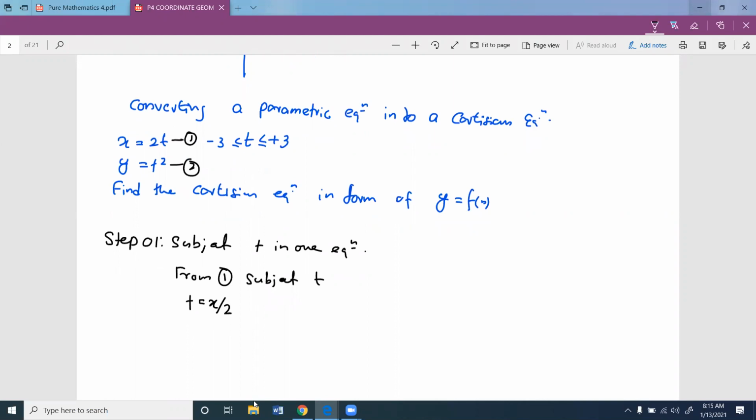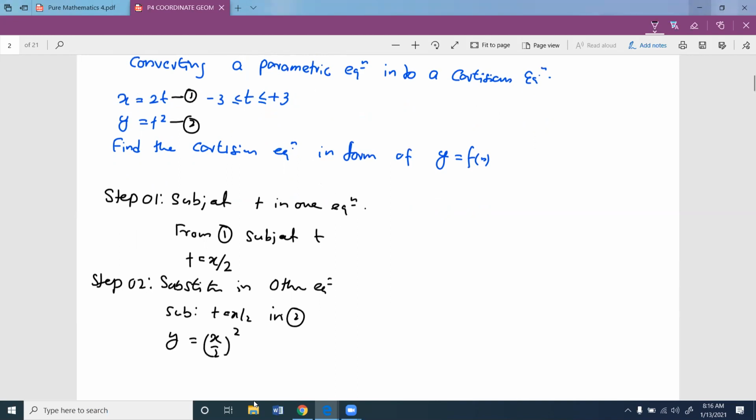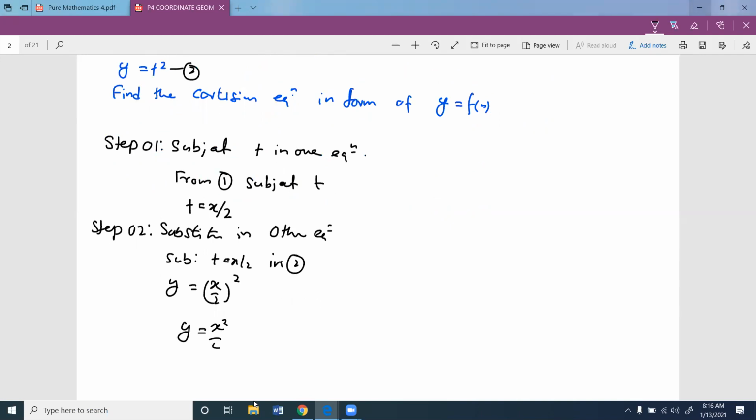Then what you need to do, step 2, is substitute in the other equation. That's a simpler process of doing it. So you write: substitute t equals x over 2 in the second equation, right? Okay, let's go ahead with this. Then y equals x over 2, whole thing squared. So the Cartesian equation becomes y equals x squared over 4. From here you can get the answer for that. That's a way of getting the answer for this question.